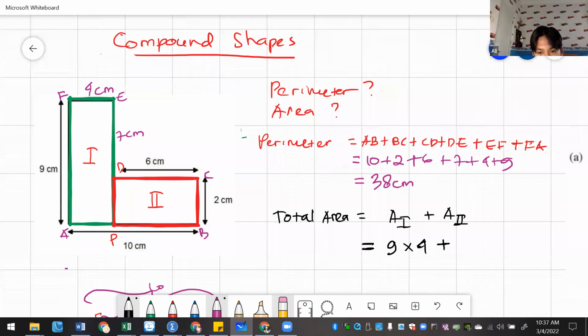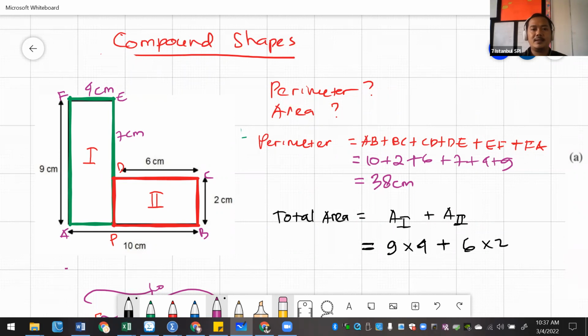Okay, tinggal panjang kali lebar kan? Panjangnya berapa, lebarnya berapa? 6 kali 2, Pak. Berapa? 6 kali 2. Oke, terima kasih. Okay, it's 6 times 2.